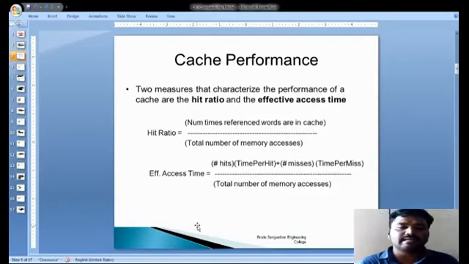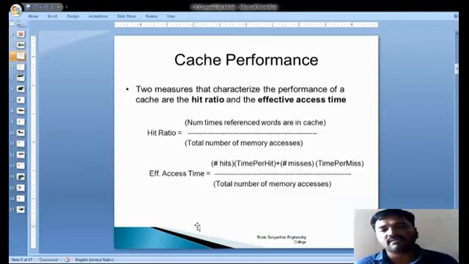Okay, I will read out again. Hit ratio is equal to the number of times referenced words are in the cache to the total number of memory accesses. Whereas effective access time is the ratio between total number of hits and time per hit, and its sum with total number of misses and time per miss, to the total number of memory accesses.